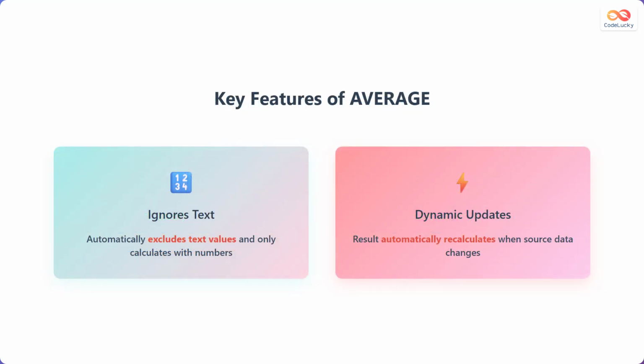Here are some key features of the average function. First, it ignores text. The function automatically excludes text values and only calculates the average of numbers. Second, it provides dynamic updates. The result automatically recalculates whenever the source data changes.